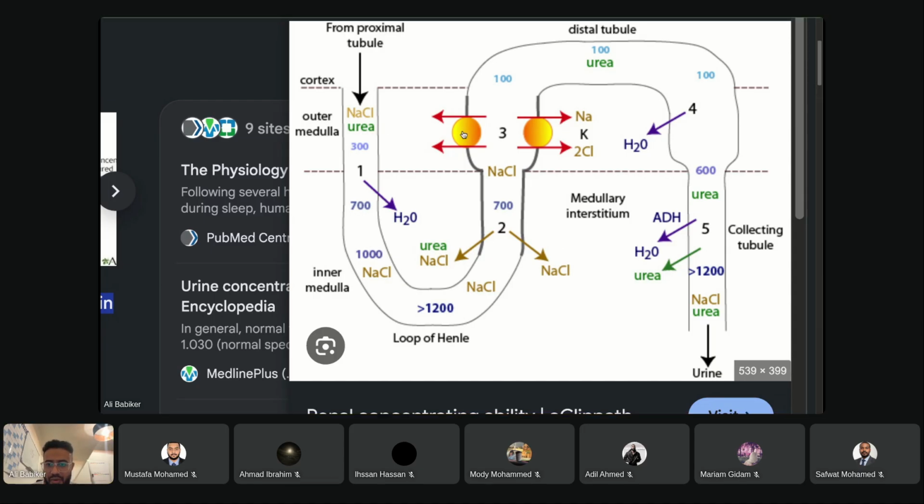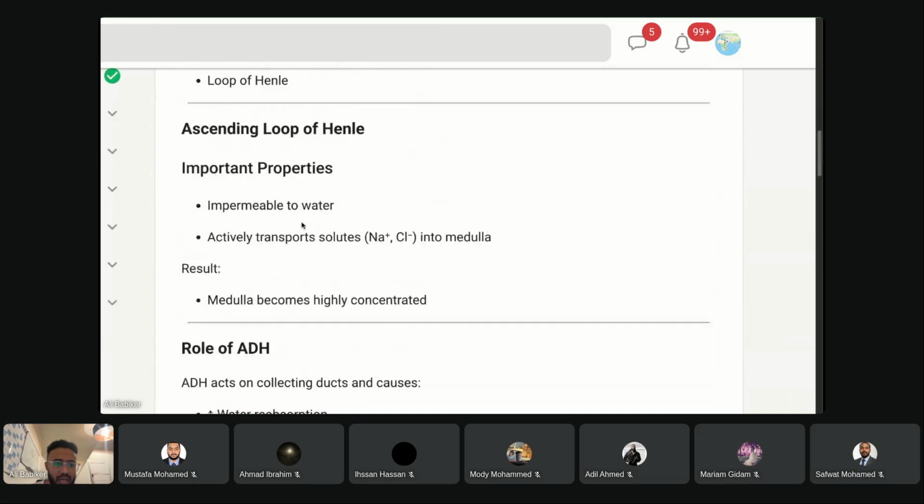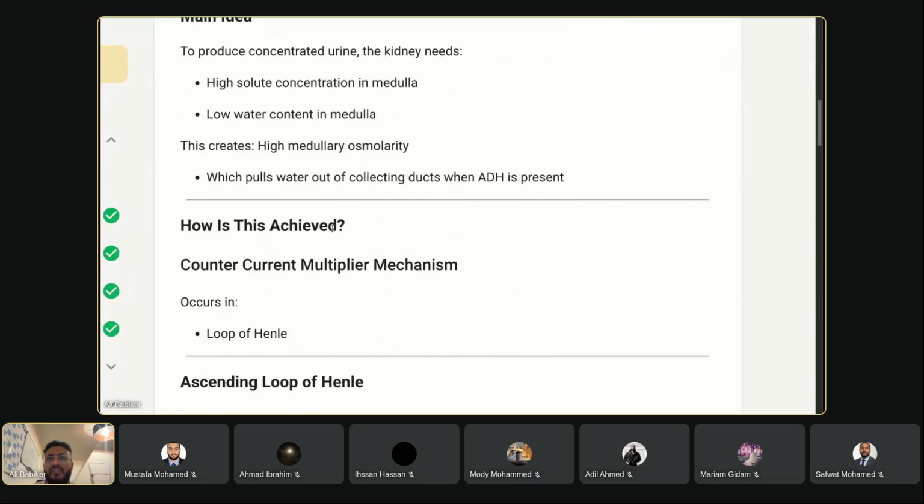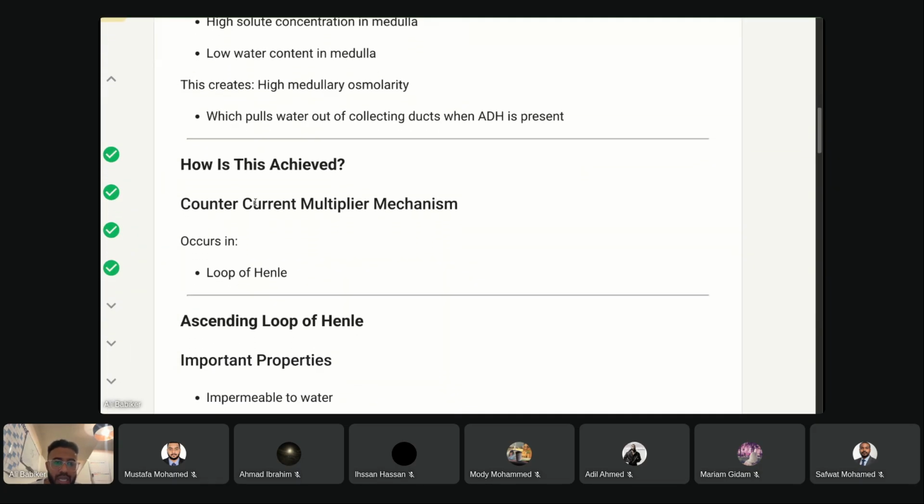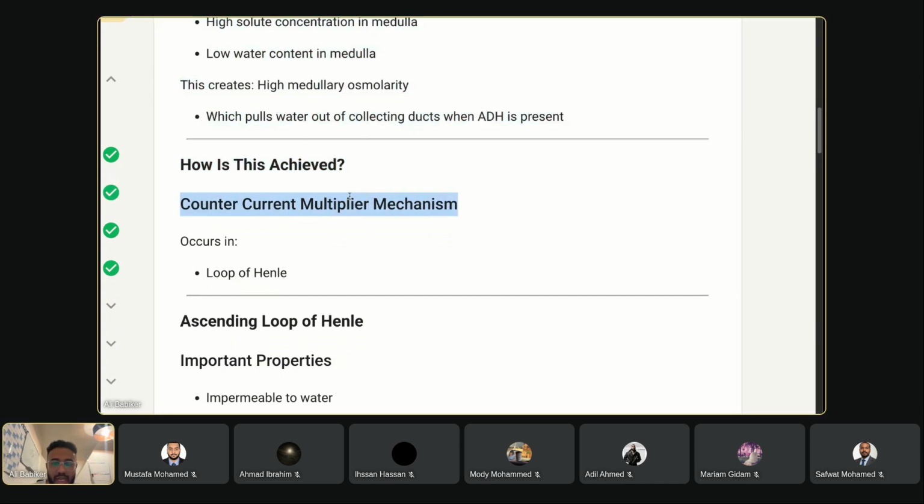You have the medullary interstitium around here. You have the urea. So, how do we reach that? How can we make the medulla very concentrated and absorbing the water? The countercurrent multiplier mechanism. That's the mechanism that we use. It took me 2 days to understand it when I was studying it. And I don't think I will try to simplify it for you here. However, each one needs to go and read about it. It's very complicated. It occurs in the loop of Henle.